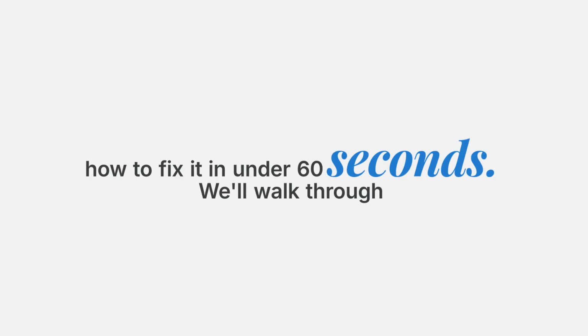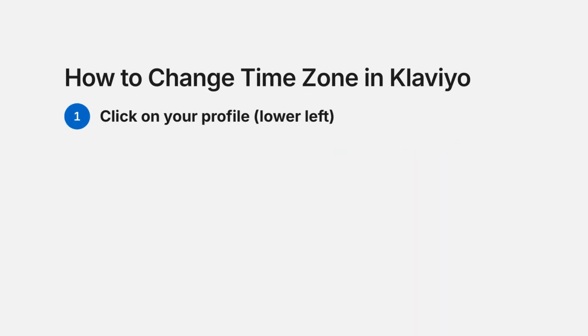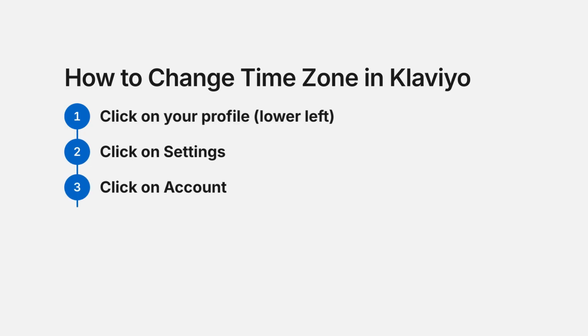Are your Klaviyo emails going out at all hours because your time zone is wrong? Learn how to fix it in under 60 seconds. We'll walk through 8 simple steps. Open your profile, go to Settings, click Account, find Time Zone, choose yours, and save.